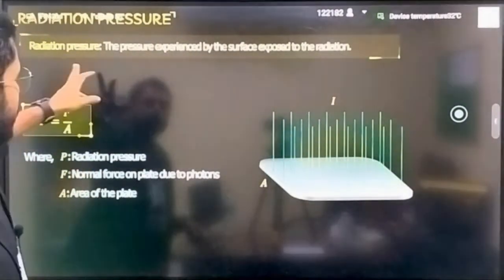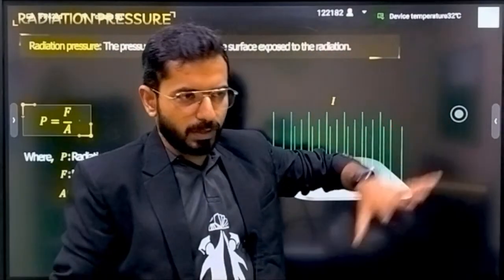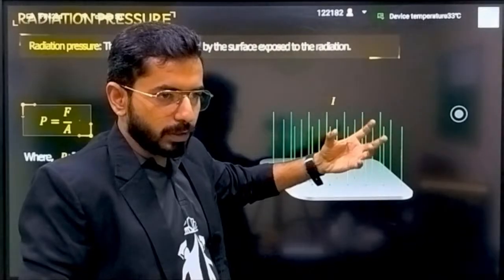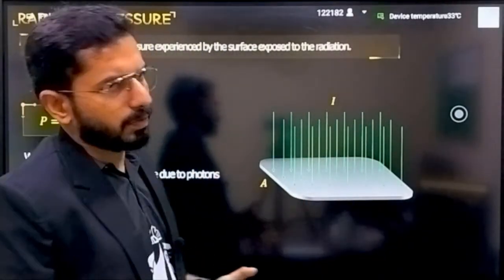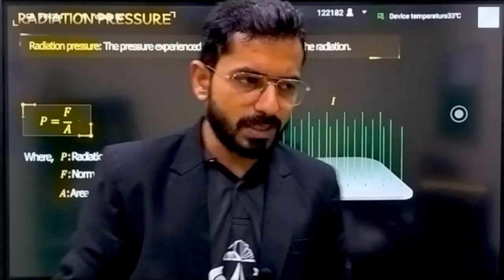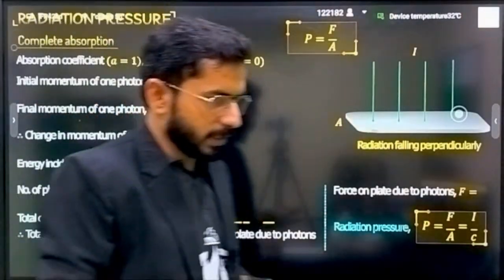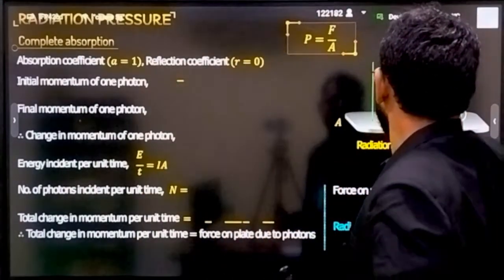See, radiation pressure is the pressure experienced by the surface exposed to the radiation. The photons that are incident on the surface, the pressure that is created due to that is defined as radiation pressure. And you know the pressure formula is conventionally what? Force upon area. Here also we are going to use the same formula. So now let's understand the first case, step by step, one by one. Case 1 is complete absorption.